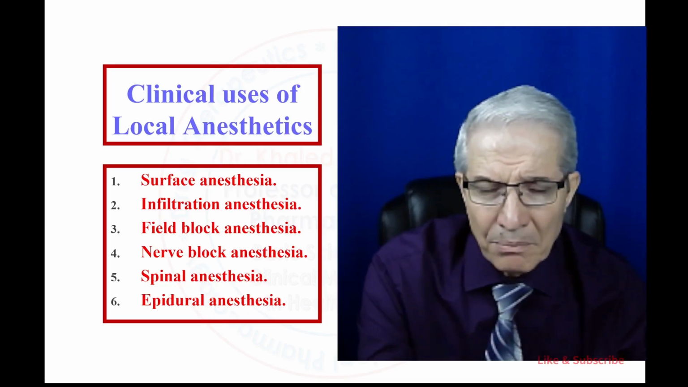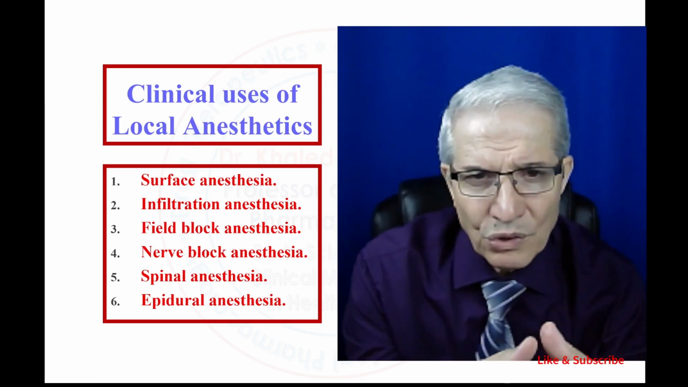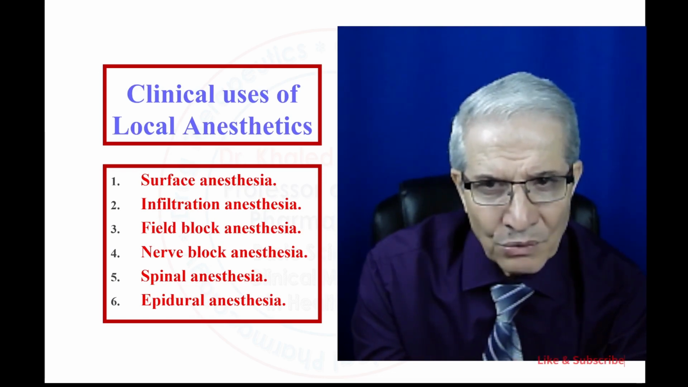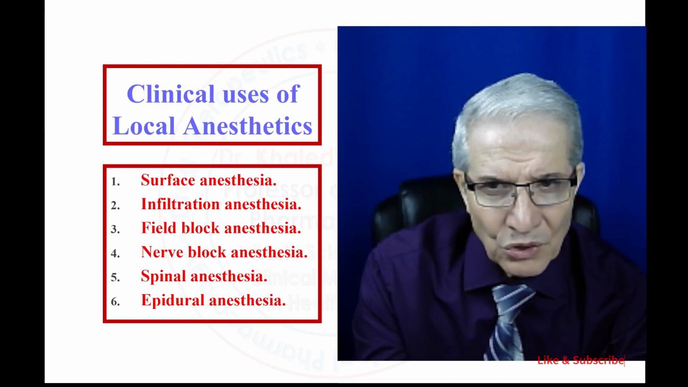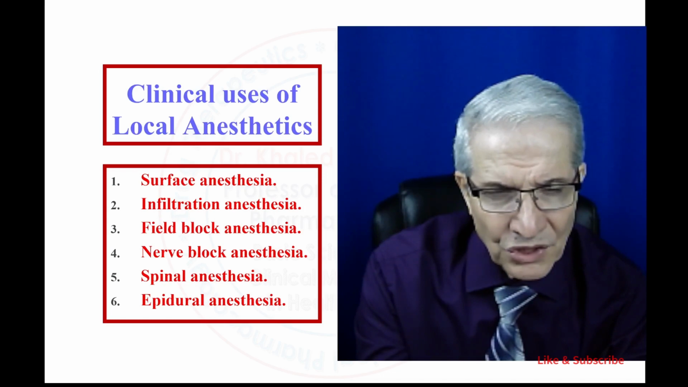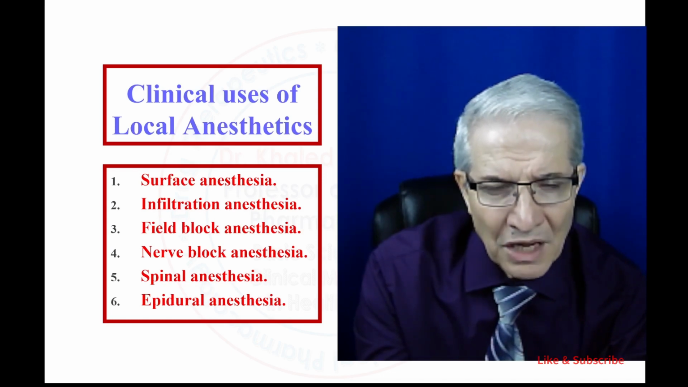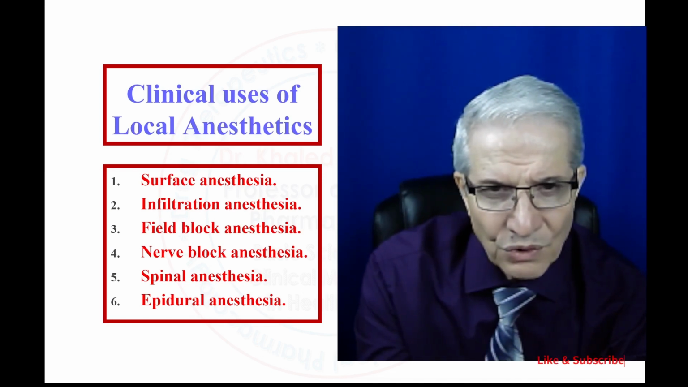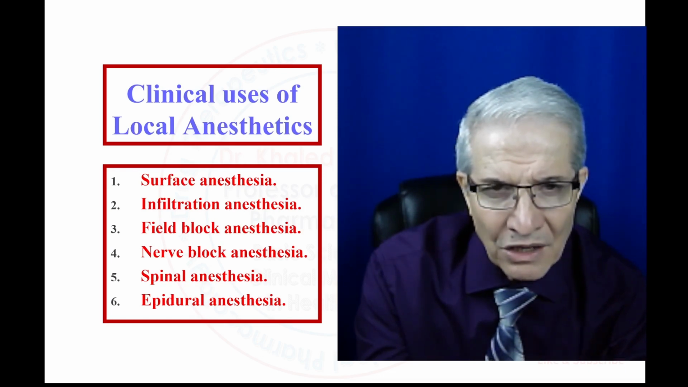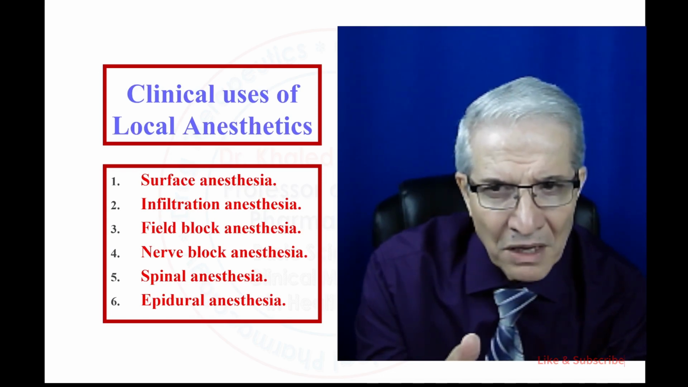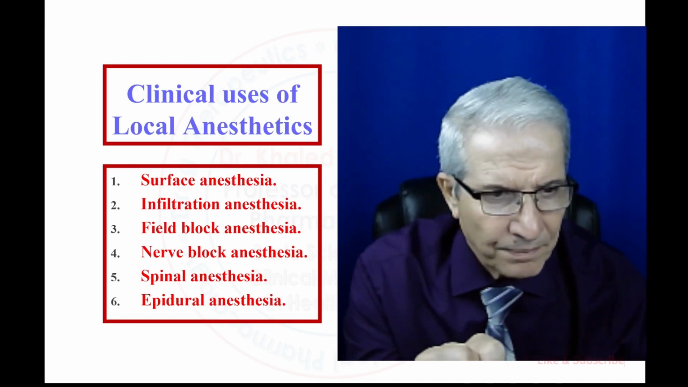Okay, this slide presents the clinical use of local anesthetic. Local anesthetic could be applied directly to the skin, which we call surface anesthesia. It could be used through infiltration anesthesia, through field block anesthesia or nerve block anesthesia, spinal anesthesia, or epidural anesthesia. So we have several types of clinical use of local anesthetic, mainly used in the surgery clinic, in the dental clinic, and in specialized clinics: surface, infiltration, field block, nerve block, spinal, and epidural.